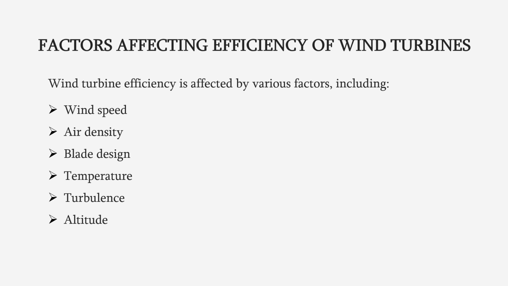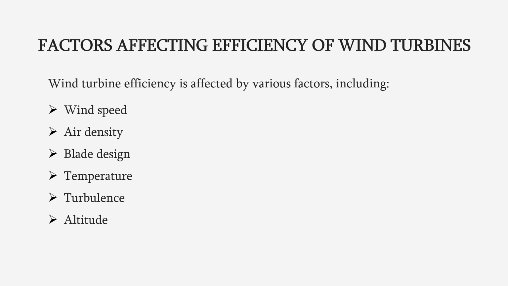Temperature. Temperature can also impact wind turbine efficiency. As the temperature increases, the air density decreases, which can negatively affect the wind turbine's efficiency. Turbulence can cause uneven wind flow, resulting in fluctuating power generation by the wind turbine. Therefore, minimizing turbulence is crucial for maximizing the wind turbine efficiency.